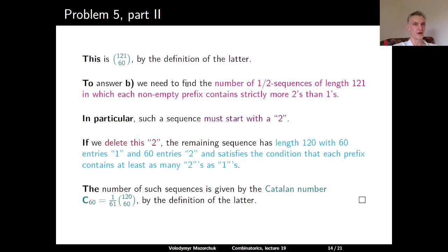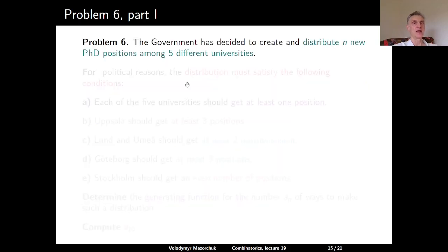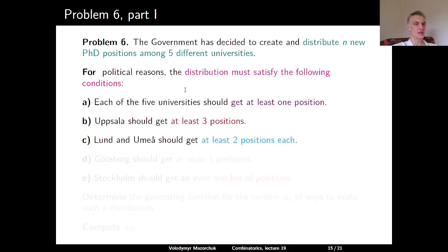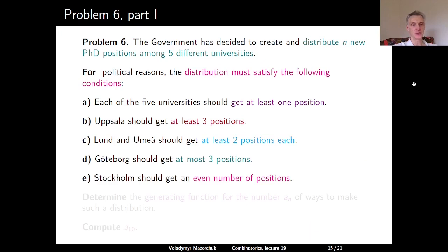This answers problem 5. Problem 6. The government has decided to create and distribute n new PhD positions among 5 different universities. For political reasons, the distribution must satisfy the following conditions. A. Each of the universities should get at least 1 position. B. Uppsala should get at least 3 positions. C. Lund and Umeå should get at least 2 positions each. D. Göteborg should get at most 3 positions. And E. Stockholm should get an even number of positions.